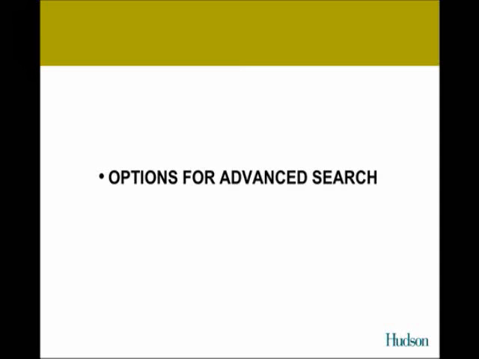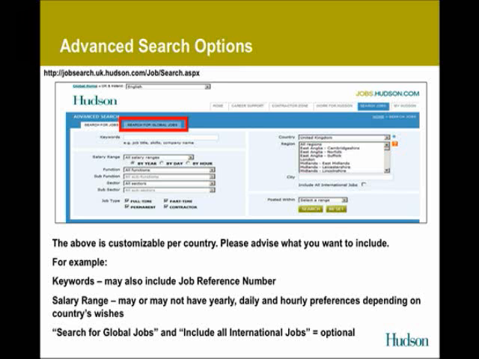So now we're going to talk about the options for the advanced search page. We're going to use the UK job search page as our template. Obviously, the page will be designed differently to match our new design. However, the criteria and pick lists will be the basis from which you can choose what you'd like included. In other words, we're going to customize this per country.